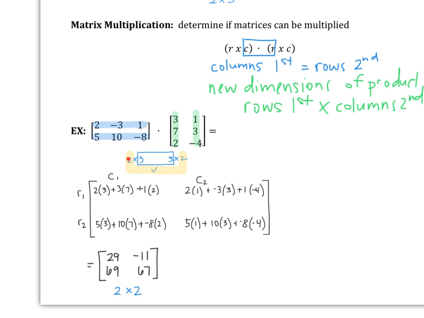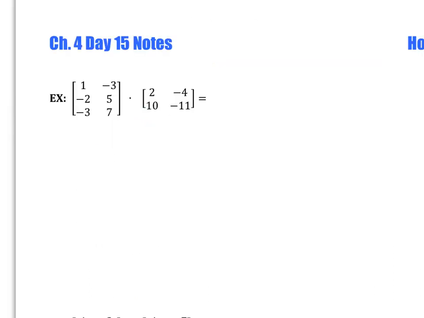And then I can think, well, that means the product is going to be the rows of the first by the columns of the second. I will have a 2 by 2 matrix in the end, and that's exactly what we had. Let's take a look at this next example. So the first thing we do is we identify our dimensions. So this first matrix has 3 rows by 2 columns.